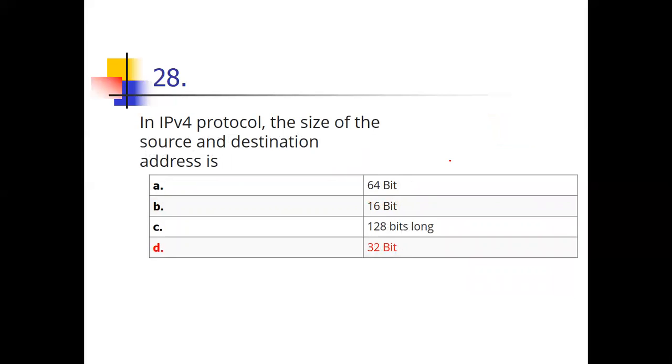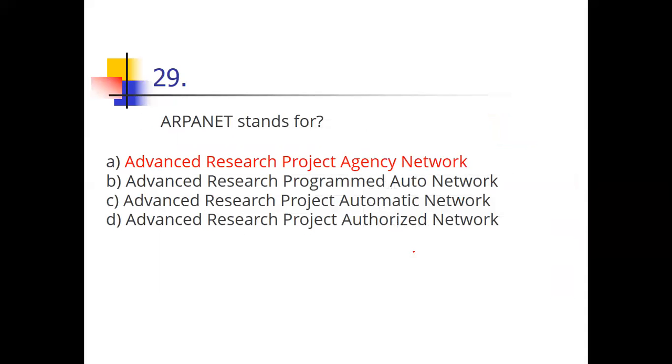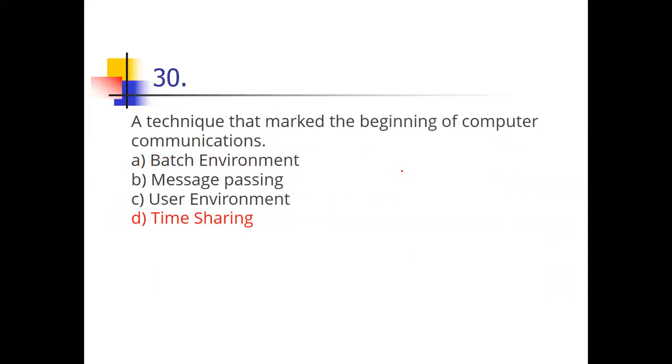In the IPv4 protocol, the size of the source and destination address is 32 bit. Please remember this. The total length is always 32 bit. ARPANET. This question is related to the history of the internet. So ARPANET stands for Advanced Research Project Agency Network, a technique that marks the beginning of computer communication time sharing. Okay.